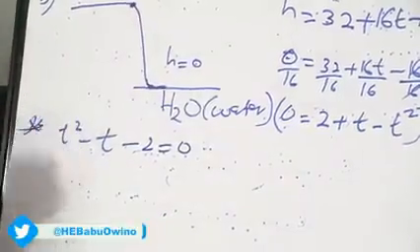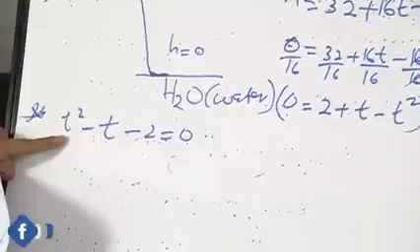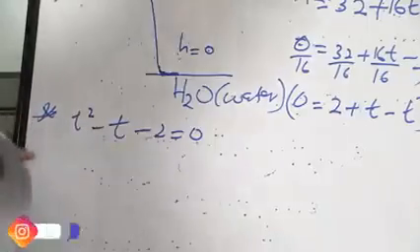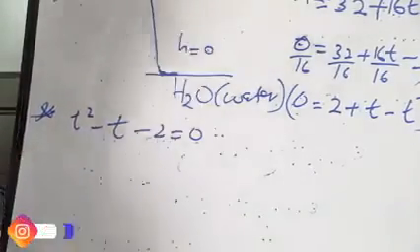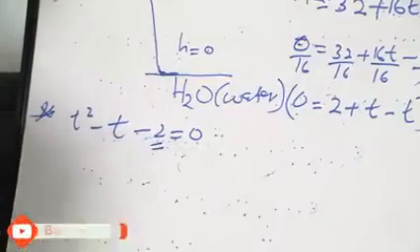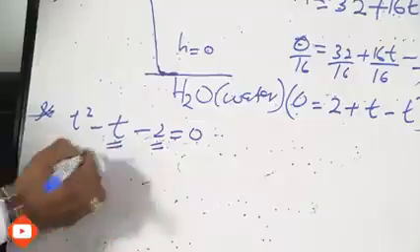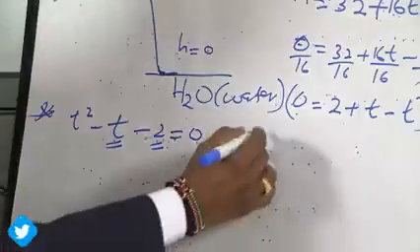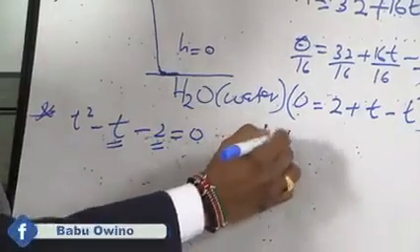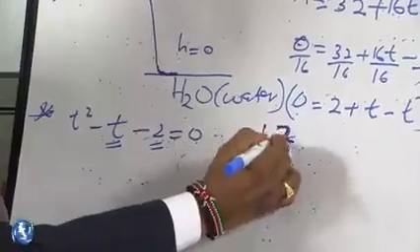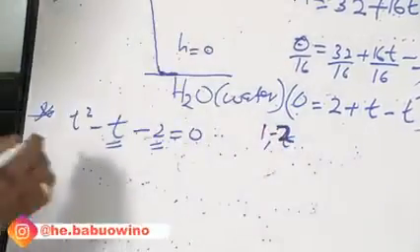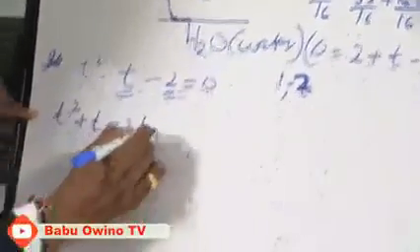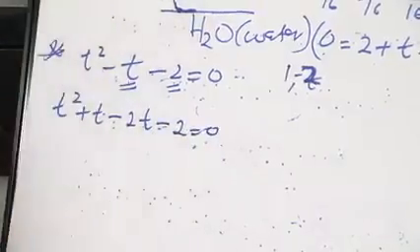So with our value here, we factorize. This is a quadratic expression. In factorizing the quadratic expression, we look for two numbers that when you multiply give you -2, but when you add the two numbers, give you -1, the coefficient of t. So the numbers are 1 and -2. So in factorizing, we have t squared plus t minus 2t minus 2 equals 0.